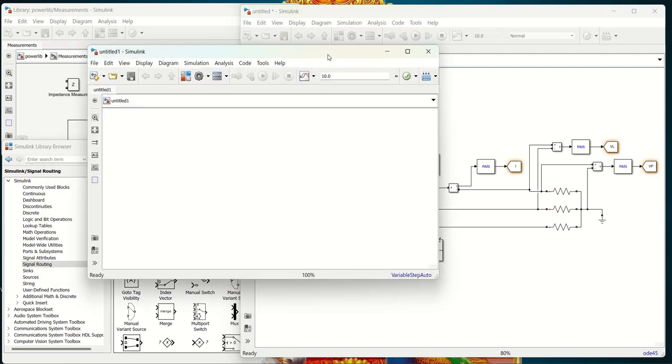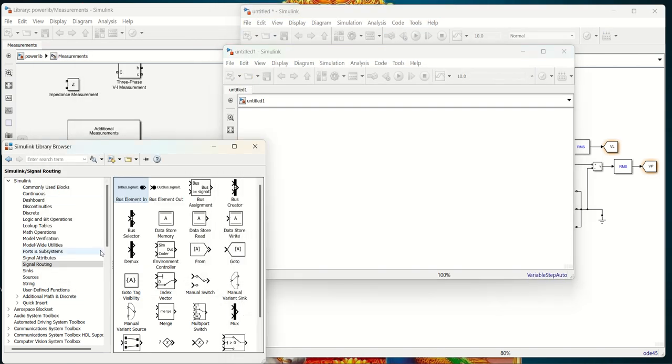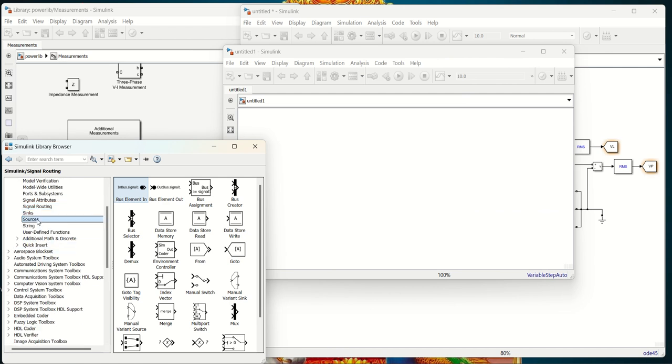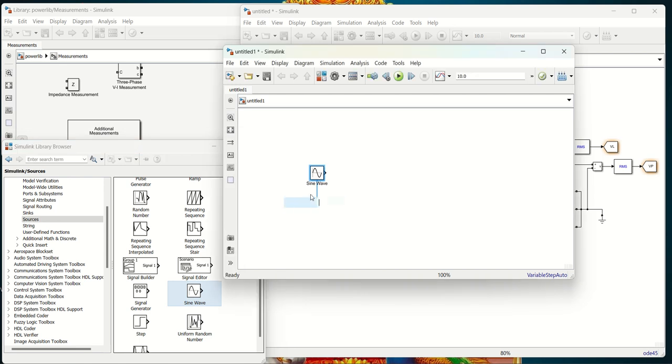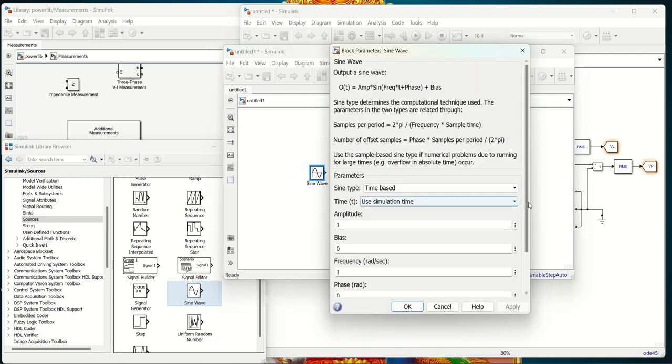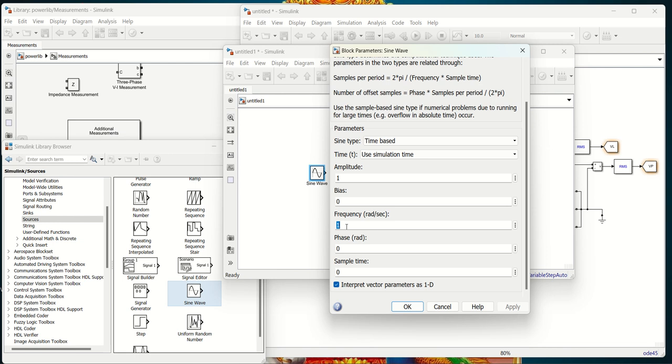Take one blank model, and then take sources, the sine wave. The amplitude is okay. Since it is in radians, we have to use 2 into pi into 50. This is our frequency which we are trying to maintain. Phase for phase A, we are taking as 0. Sampling time 10 into e power minus 6.